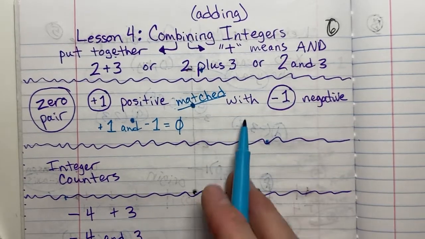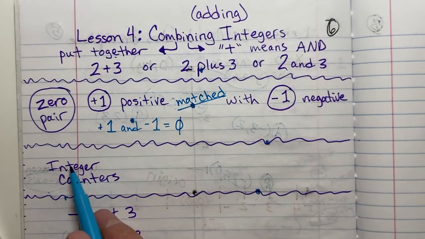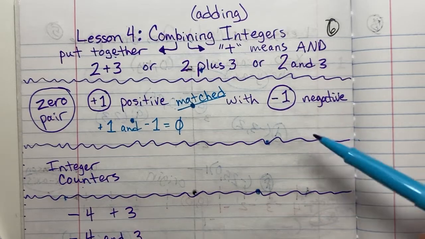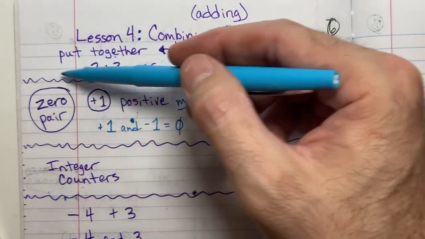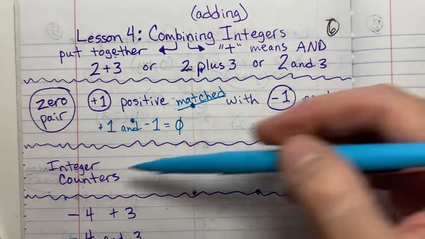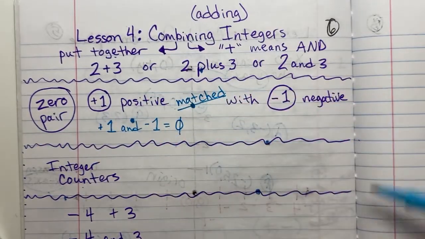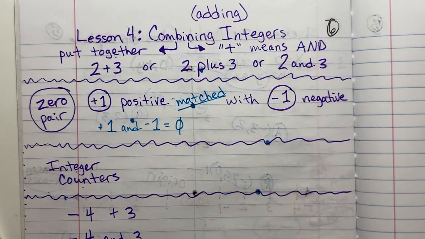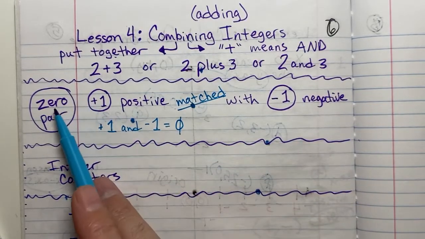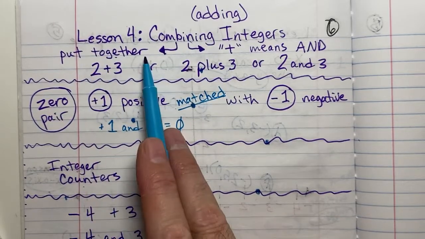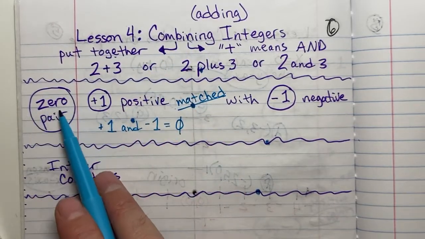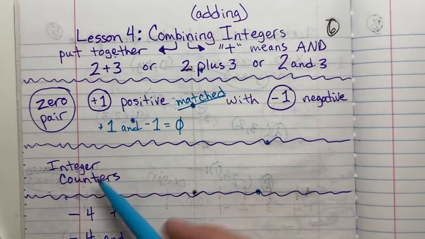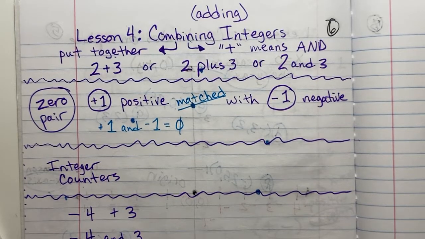Okay, now something else we need to talk about for today is our integer counters. You can put the squiggly line through your papers if you like to separate it, that's fine, but I'm just going to focus on the notes. So first we're talking about putting together, combining. Then we're looking at our zero pairs. And just some background, we need to talk about our integer counters.